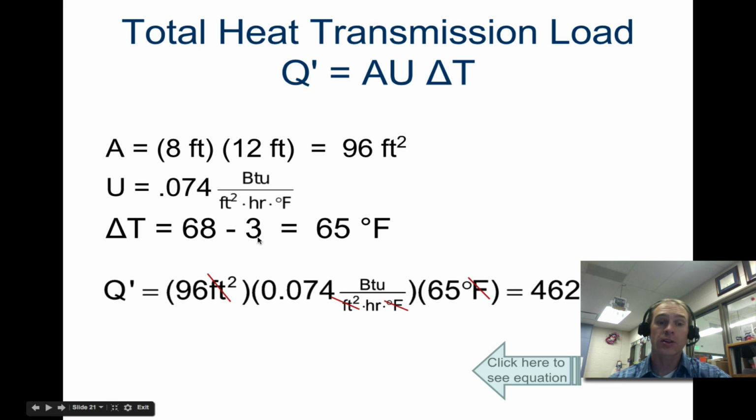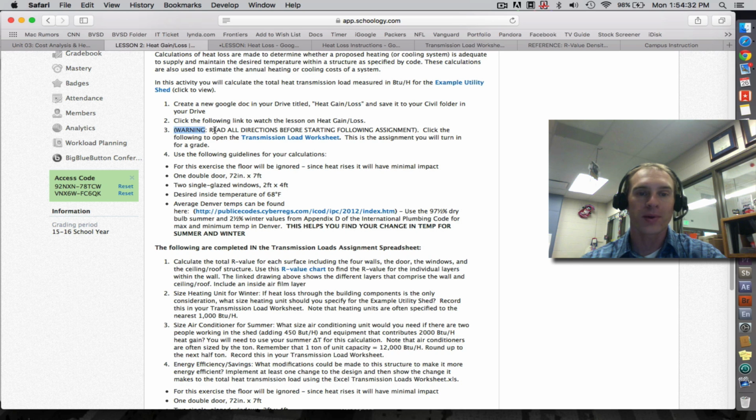We're going to have to resolve this again for that other temperature, that summer and winter different options, and that's going to give us a different Q prime. So that's what you're going to need to do for your assignment, and you'll figure out the total Q prime, or the total heat loss and heat gain for summer and for winter. If you'll see number 3, which is really where you're going next after you watch this, is read all directions. It's really important that you do that.